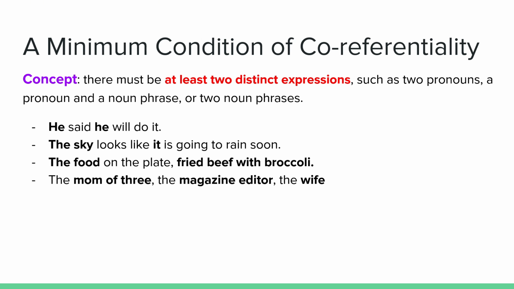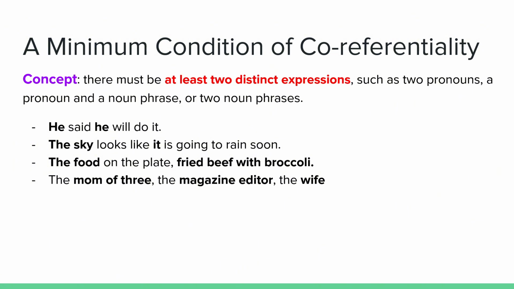Let's look at those examples. The first sentence, he said he would do it. So those two pronouns he are referring to the same person. And if you cut off one of them, they cannot form a coreferentiality by itself.